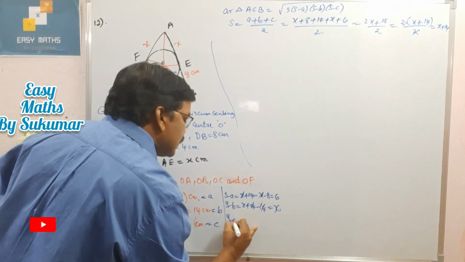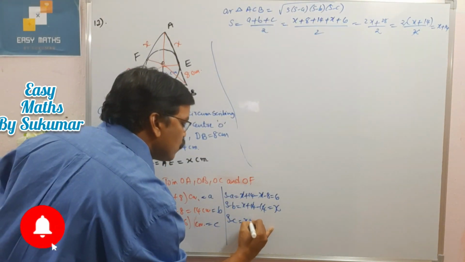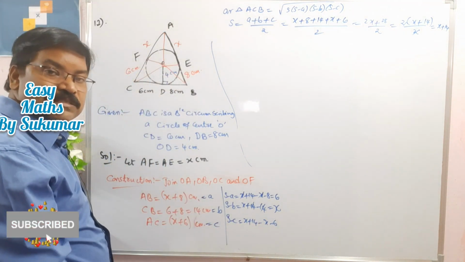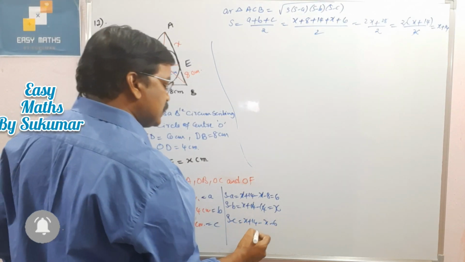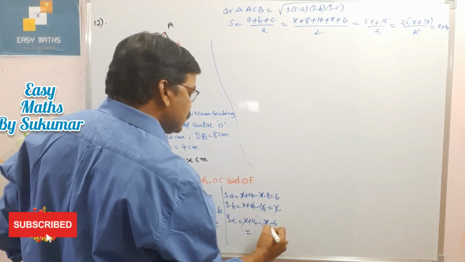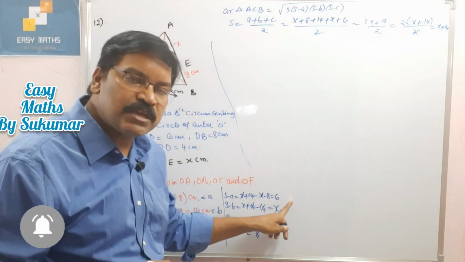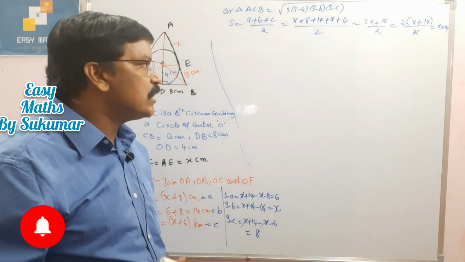Finally, S minus C is also there. That means x plus 14 minus x minus 6. Minus of x plus 6, if you multiply with minus, is minus x minus 6. So these two get cancelled. 14 minus 6 is 8. That means S minus A is 6, S minus B is x, and S minus C is 8 units.